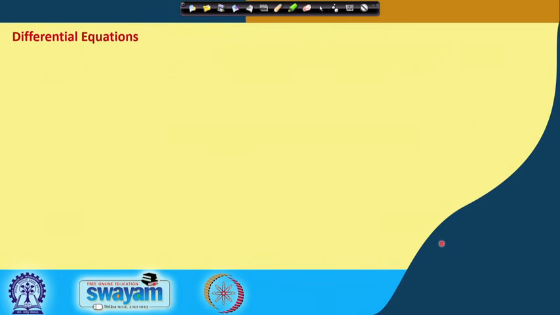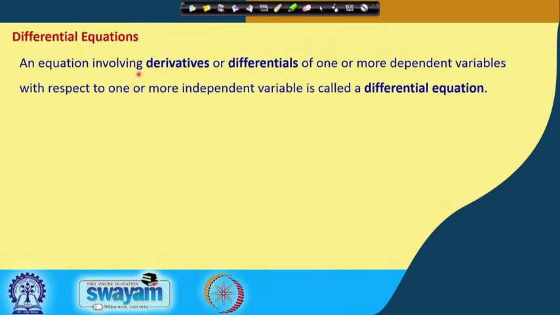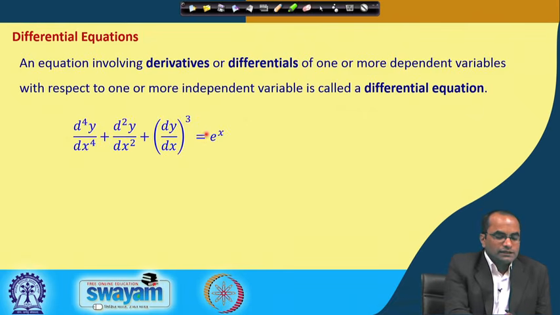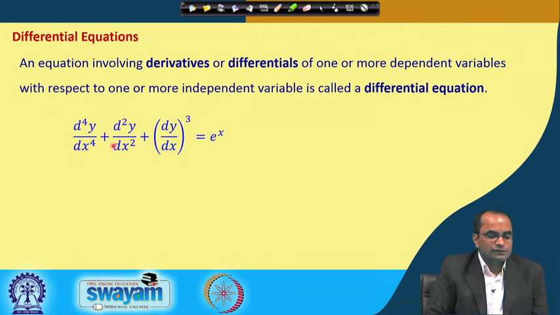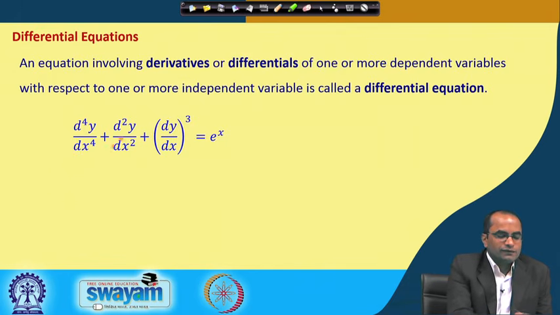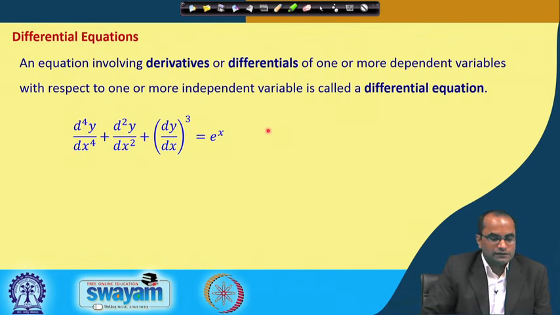So, what is a differential equation? An equation which involves the derivatives or the differentials of one or more dependent variables with respect to one or more independent variables is called a differential equation. Here are the examples of differential equations. We have these derivative terms in these equations and therefore, we call this equation a differential equation.